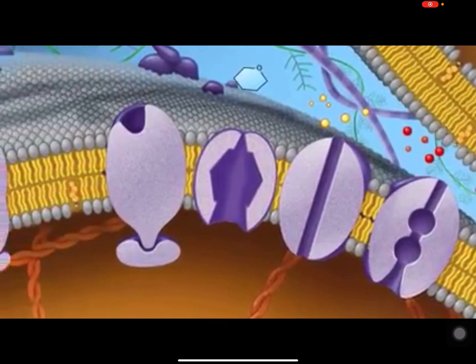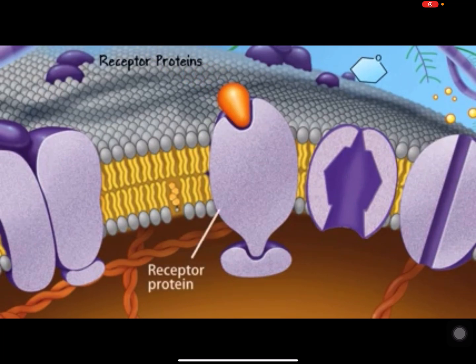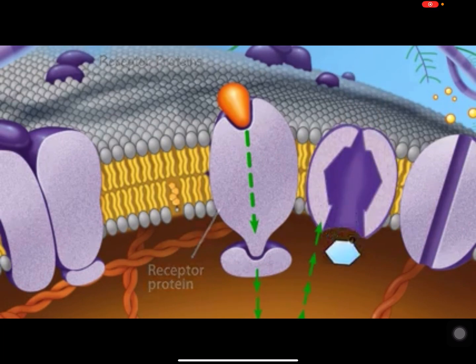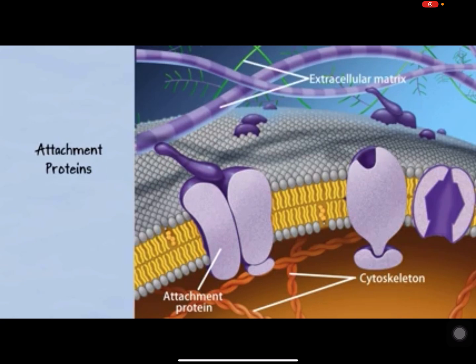What other types of functions do membrane proteins perform? Some transfer information. Signaling molecules outside a cell may bind to receptor proteins, which transmit the message into the cell. For example, when insulin binds to receptors on a cell, it signals the cell to take up glucose. Attachment proteins provide support by connecting to the cell's cytoskeleton and to the extracellular matrix. These attachments can also relay information about external and internal conditions.